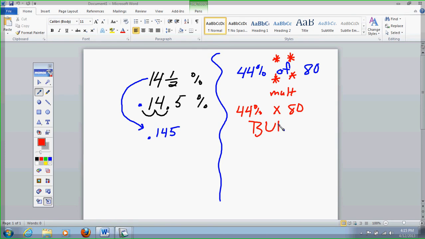But I cannot multiply by the percent. I must multiply by the decimal equivalent. So how do I do that? Where's the decimal? Since I don't see the decimal, it's here at the end. So I move it 2 places to the left to change it to a decimal. So 44% becomes 0.44. And so I multiply that times 80 and I get, using my calculator, 35.2.